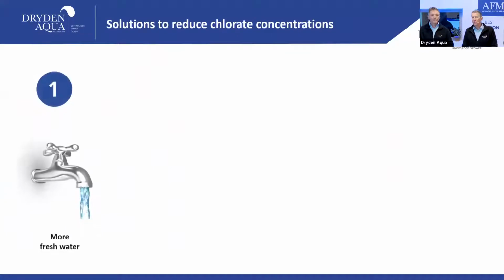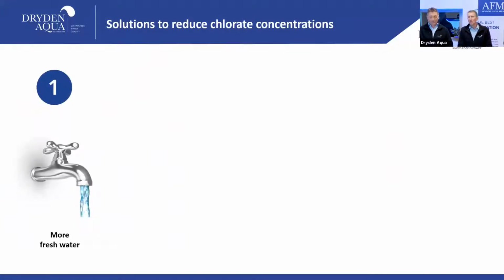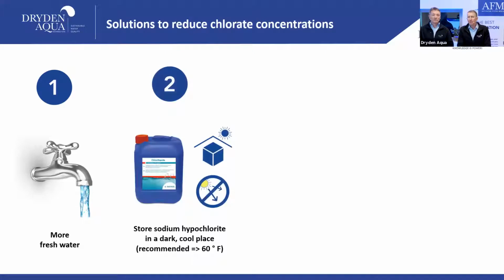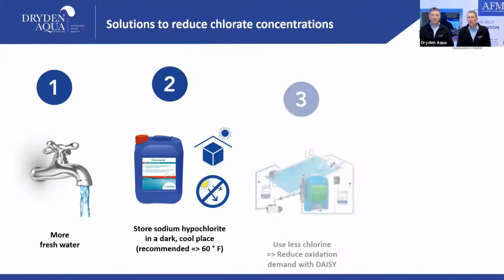So solutions to reduce chlorates, there are really 4 here. The first one is more fresh water, which you bring in when you backwash, for example. Second, like you said, store bleach in a dark and cool place. It will extend or reduce the breakdown.